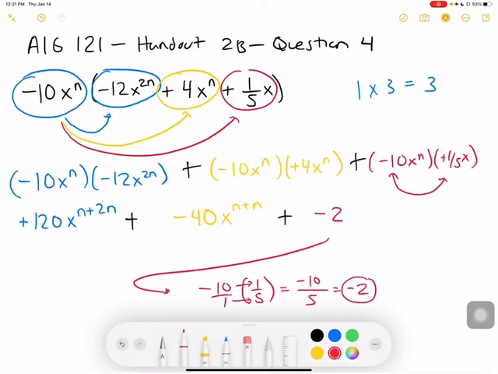Then we do the same thing for the variables. We have x to the power of n times x. What is the exponent on this x? If it doesn't have an exponent, then the exponent is 1. So same thing, the result is x, and I have to add those two exponents, n plus 1. That's going to be the result.